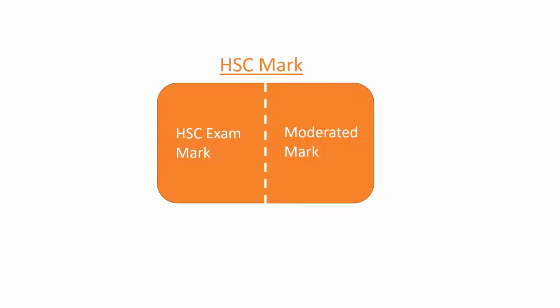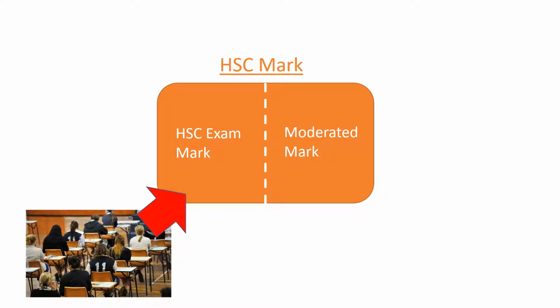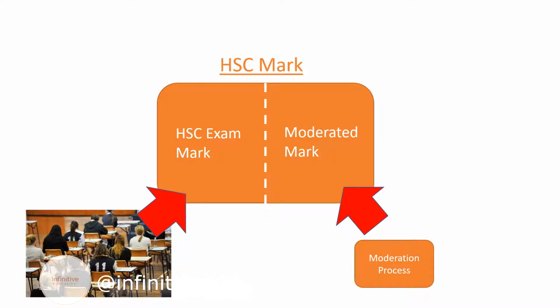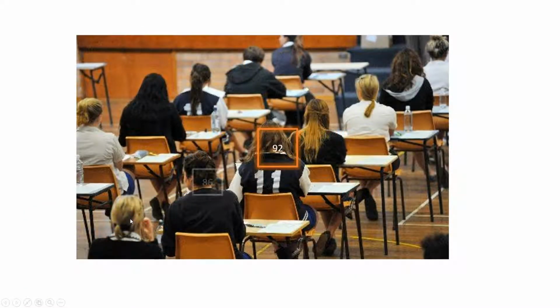Two parts form the HSC mark: the exam mark and the moderated assessment mark. The first part is really straightforward. That part comes from your very own HSC exam. The second part comes from a group of HSC marks scored by your peers at your school.